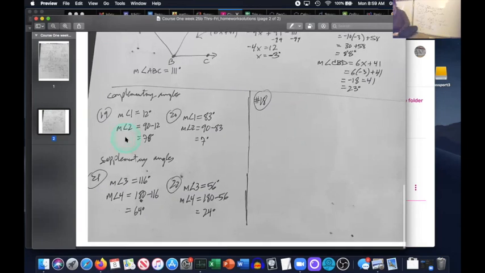Okay, and then 19 was just, if it's complementary, subtract from 90. If it's supplementary, subtract from 180. So 19, 20, 21, 22 were not quite as involved.